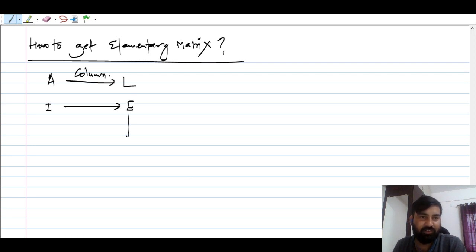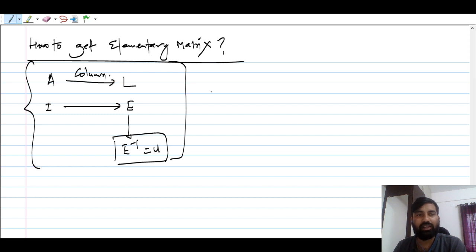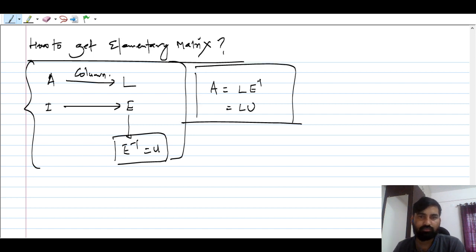Then you have to find E inverse, right? And this E inverse will be U. So your A will become A is equal to L times E inverse, or you can say LU. Perfect. Let's move ahead.